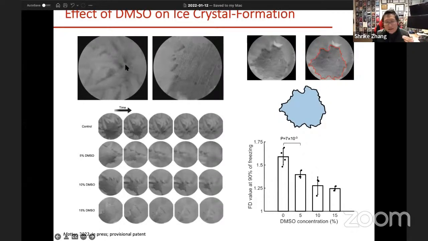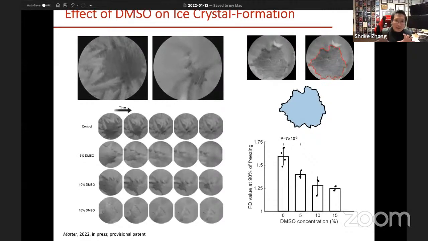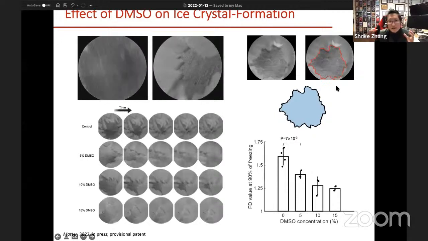So if you have no DMSO in there, it's freezing, the ice crystals are growing very fast, forming very sharp ice crystals that are potentially affecting cell viability. But if you have some DMSO in there, you can actually have a much slower ice crystal formation with much smaller crystals formed as well. And if you do this assay, you can quantify how the ice crystals are forming within these different formulations of bioink. And again, with more DMSO, you have a much slower freezing event happening and also fewer ice crystals in there.